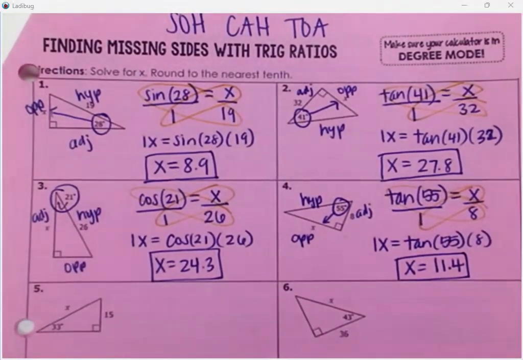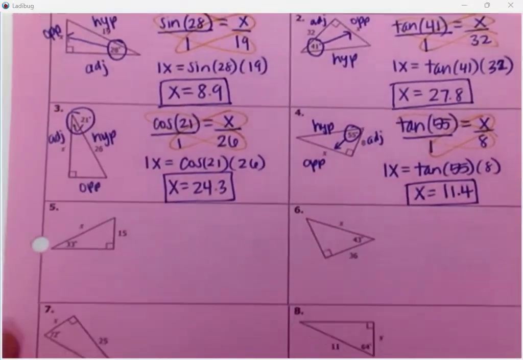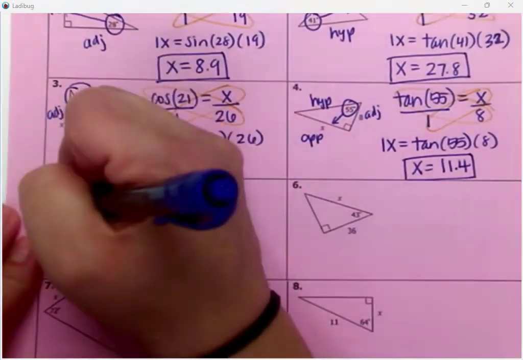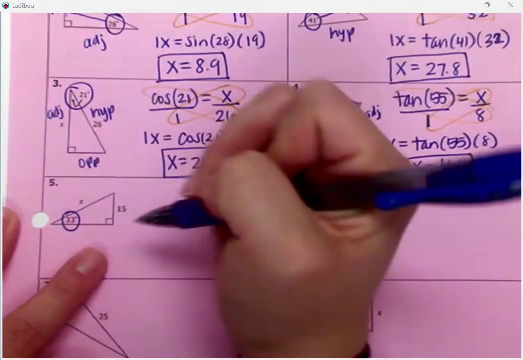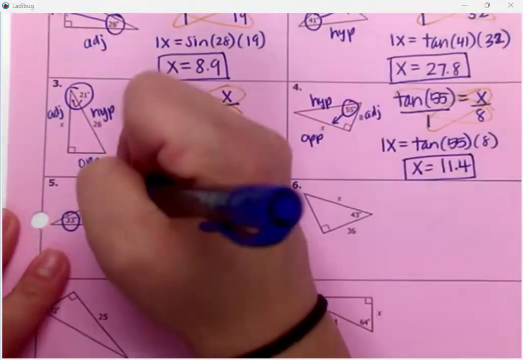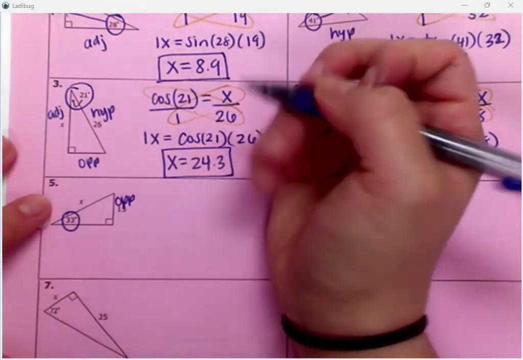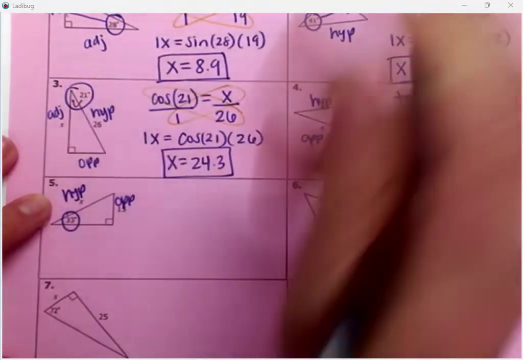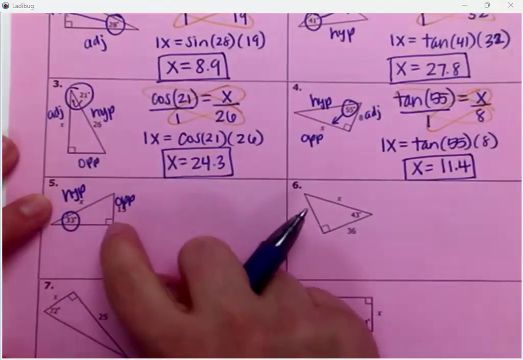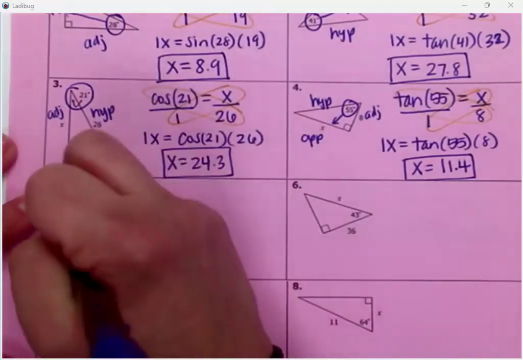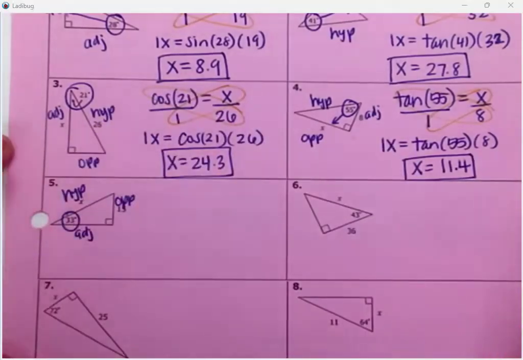Okay. All right, let's look at number 5. If here is my angle, what do I label the 15? Opposite. What do I label the x? Hypotenuse. It's the opposite of the right angle. Okay. That makes this one the adjacent leg.